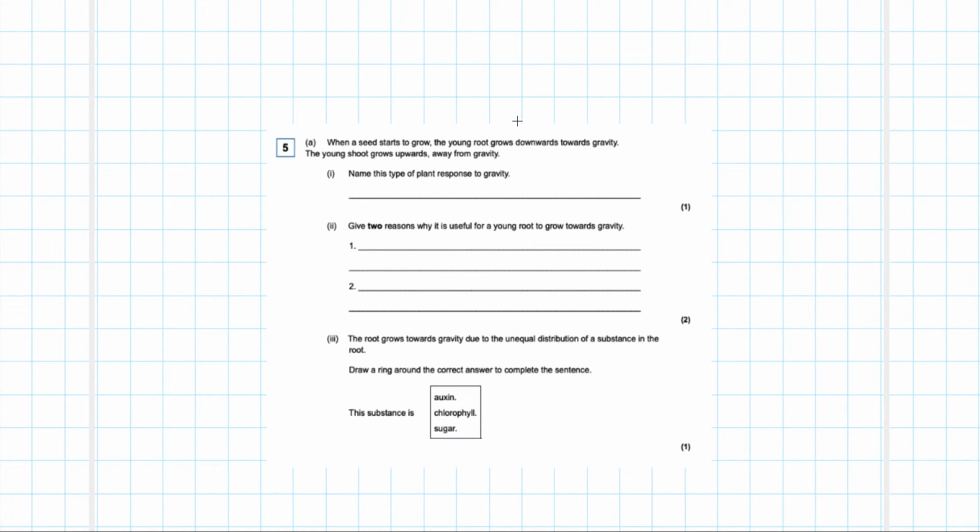Okay, question 5. When a seed starts to grow, the young root grows downwards towards gravity, the young shoot grows upwards away from the light. Name this type of plant response to gravity. So this one is called gravitropism or geotropism. Again, it's just a keyword that you should be familiar with, so just remember it on a flashcard. Please don't put positive or negative. Well, essentially it's going to be negative, but it's gravitropism.